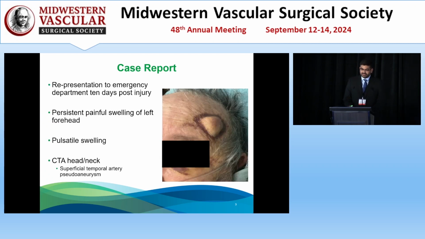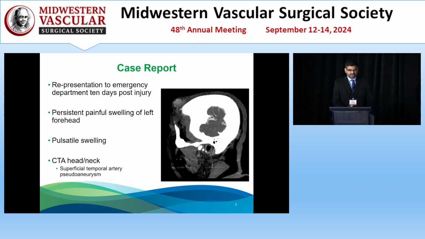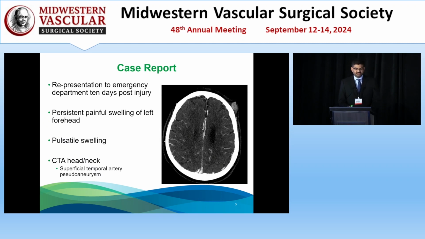However, he represented to the emergency department 10 days post-injury with complaint of persistent swelling and pain over the left forehead. At this time, the examination had changed. The swelling had become more pulsatile. A CTA of head and neck was done, which showed superficial temporal artery pseudoaneurysm. As you can see on the sagittal image, pseudoaneurysm, and similarly on the axial image.